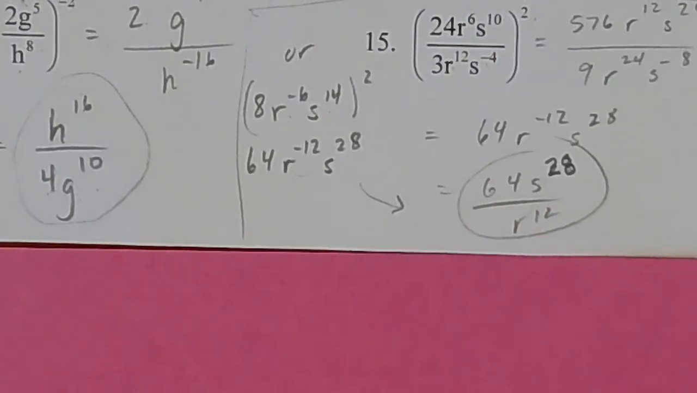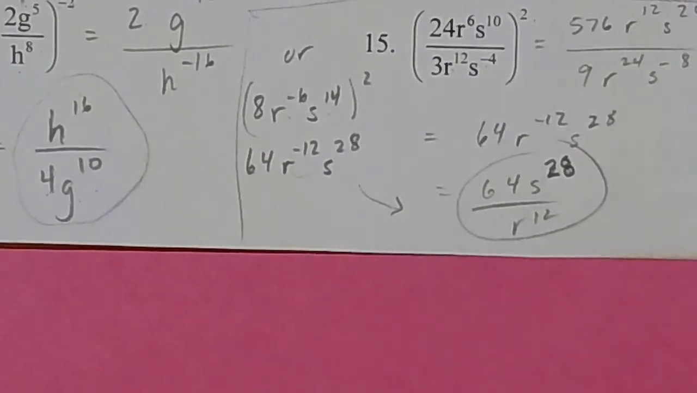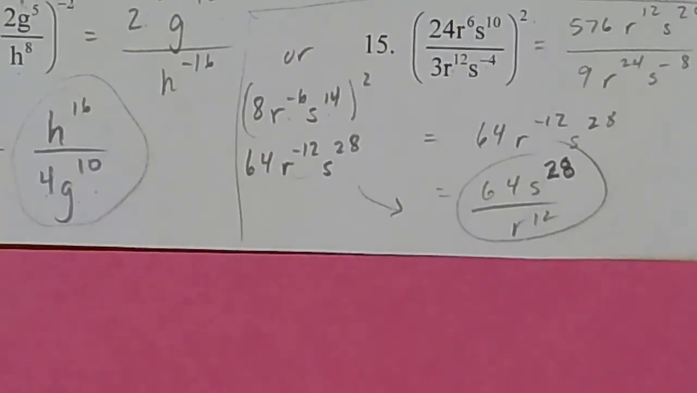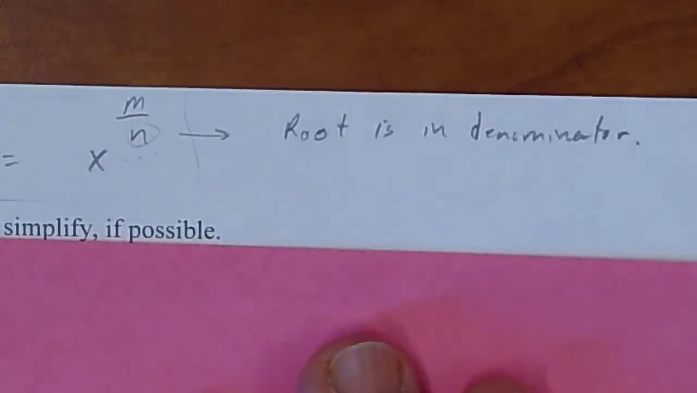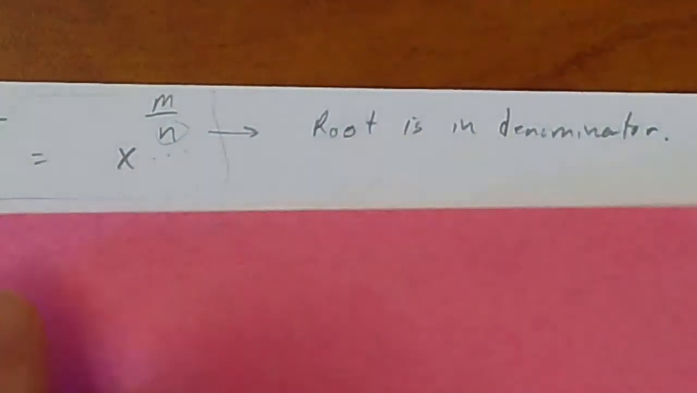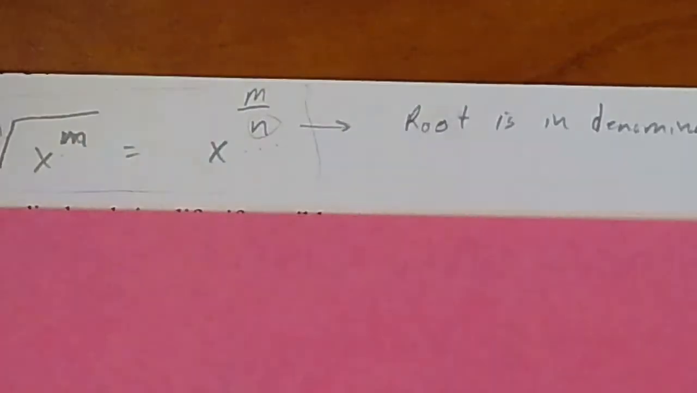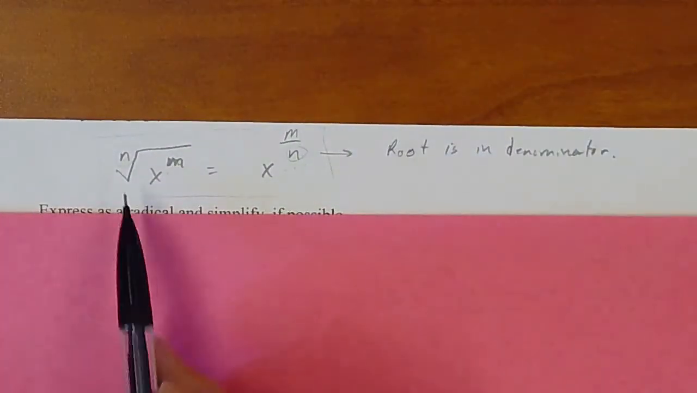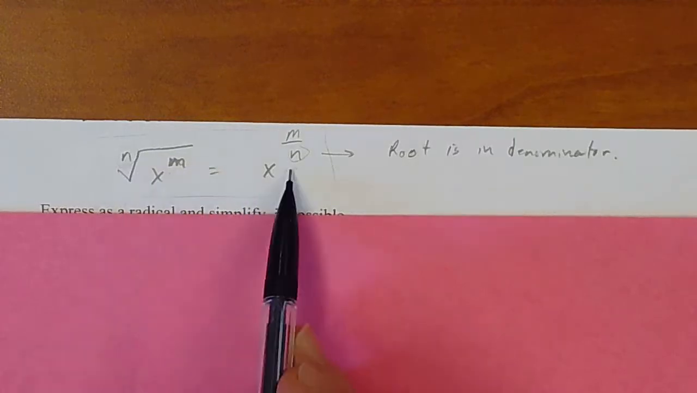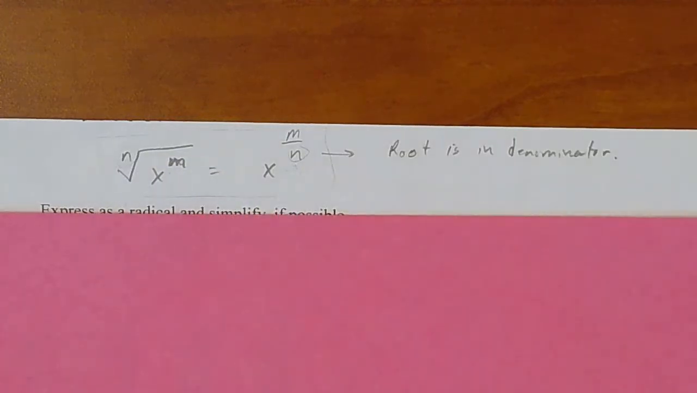Okay, when you're done fixing that, turn the page. The next page deals with radicals to rational exponents and vice versa. So because of that, I rewrote this property at the top. You might want to do that too, just so you have it right in front of you. So whatever n is, the root goes in the denominator.